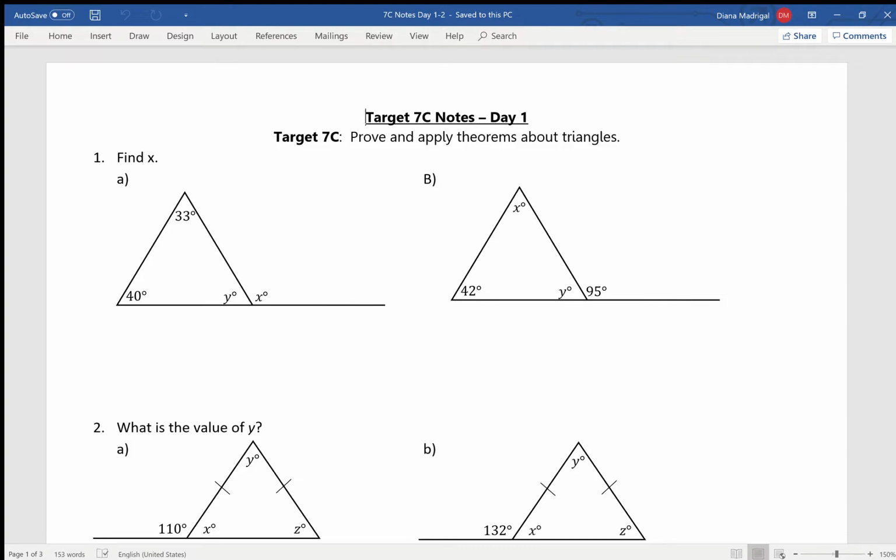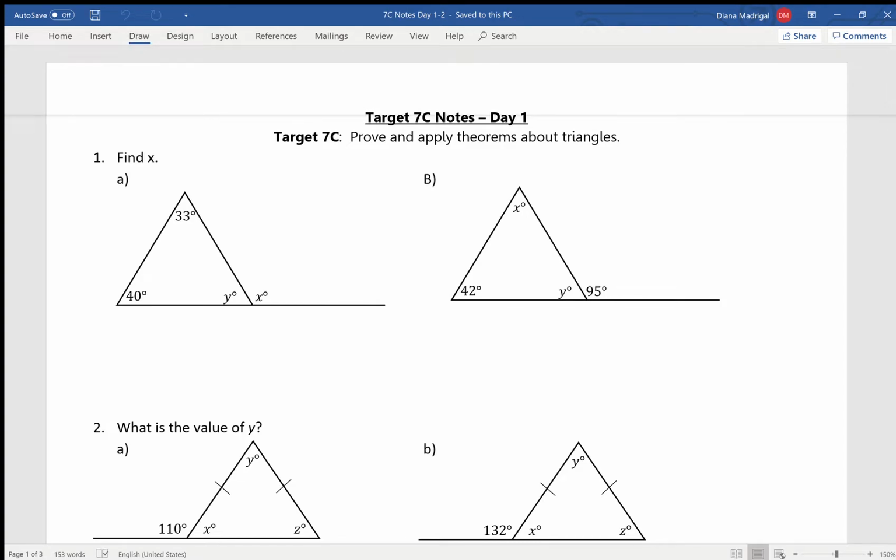In targets A and B, we learned about theorems about lines and angles, which we learned in target 6D. So it was kind of a review, right? Okay, now we're going to move into triangles. The one thing that I told you guys was a really good rule about triangles that you should always remember, so I'm just going to give it to you again.